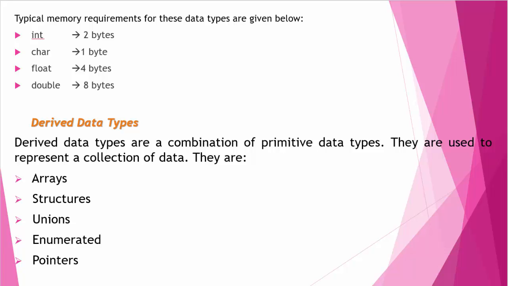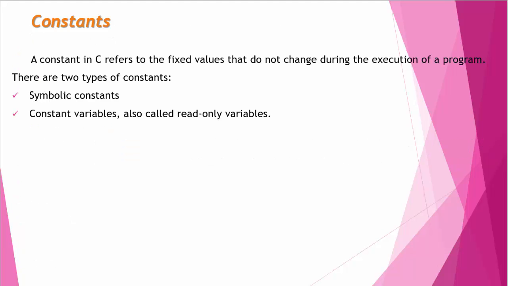Now there is one more thing, constants. We have discussed the variables. Now what are the constants? I told you the difference between variables and constants is that a variable's value can change, but a constant remains fixed during the execution of a program. There are two types of constants: symbolic constants, and constant variables, also called read-only variables.